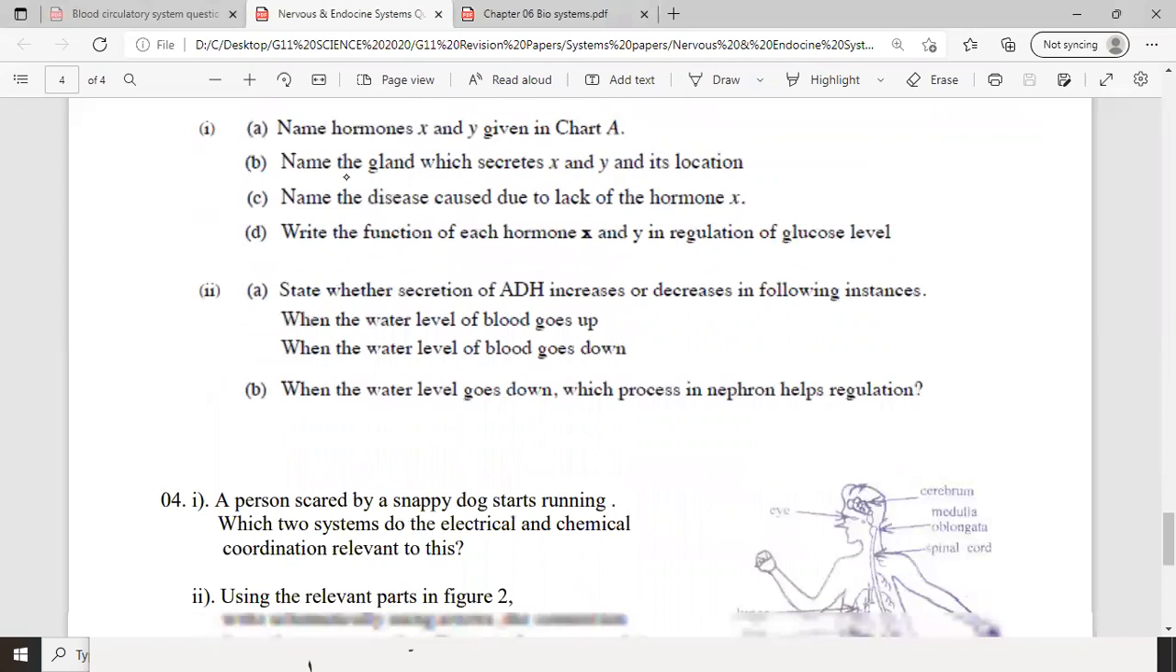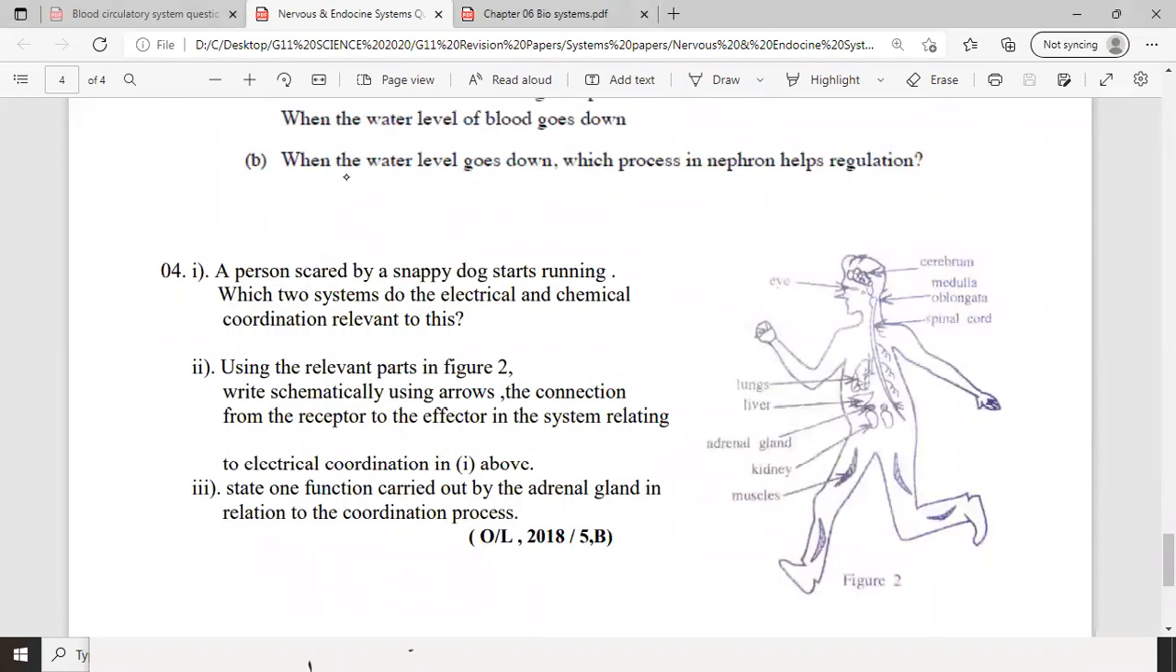When water level goes down, which process in the nephron helps the regulation of water level? That is reabsorption, selective reabsorption of water.